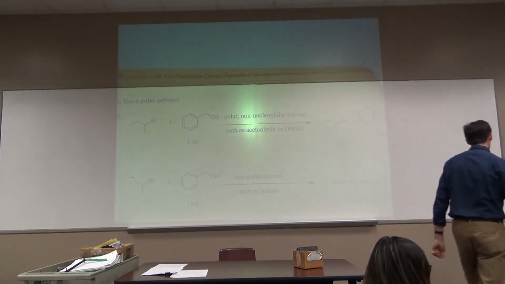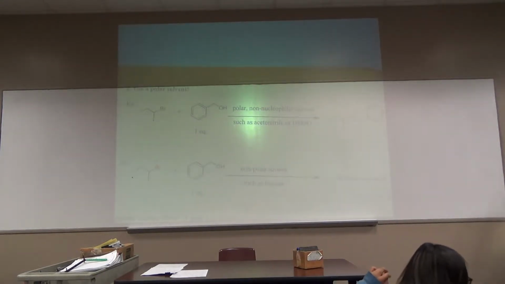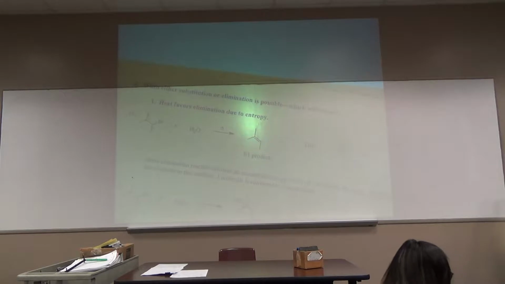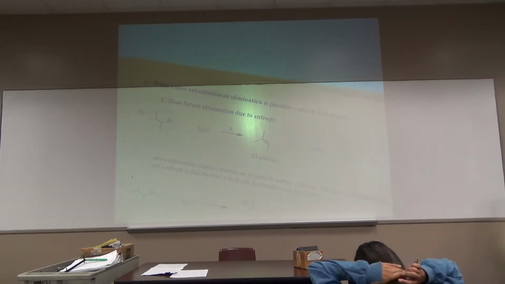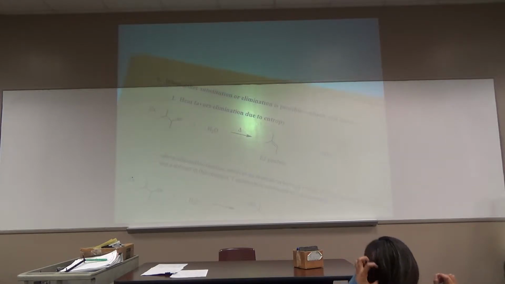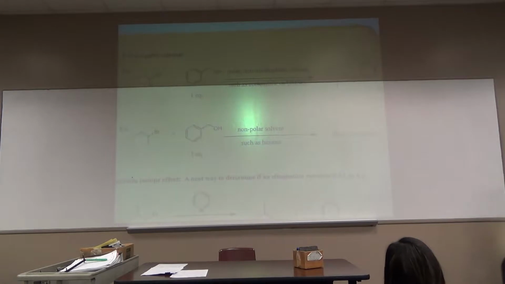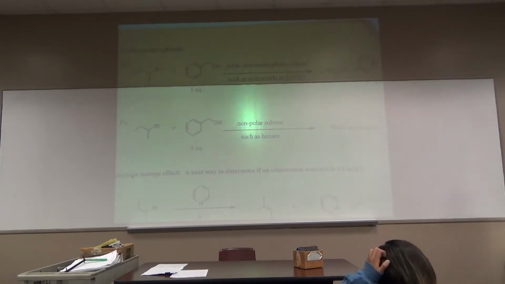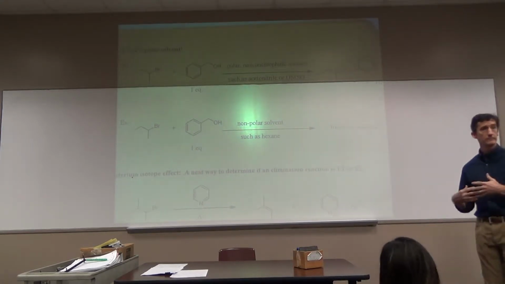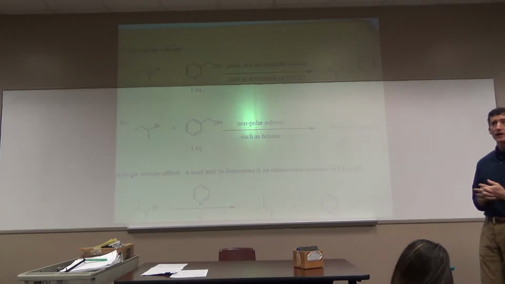What is that? Number 2. What was number 1? What are we doing here? We're under G. Oh, so G1 was using silver. See, we can change it. G is how to facilitate ionization. One way is to use silver ion.